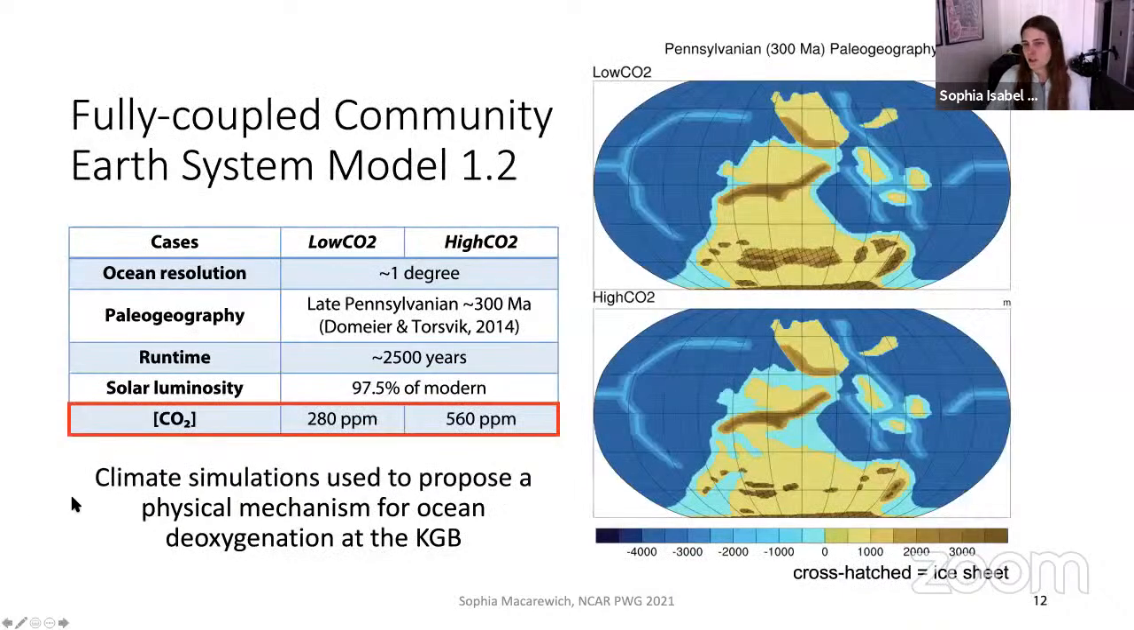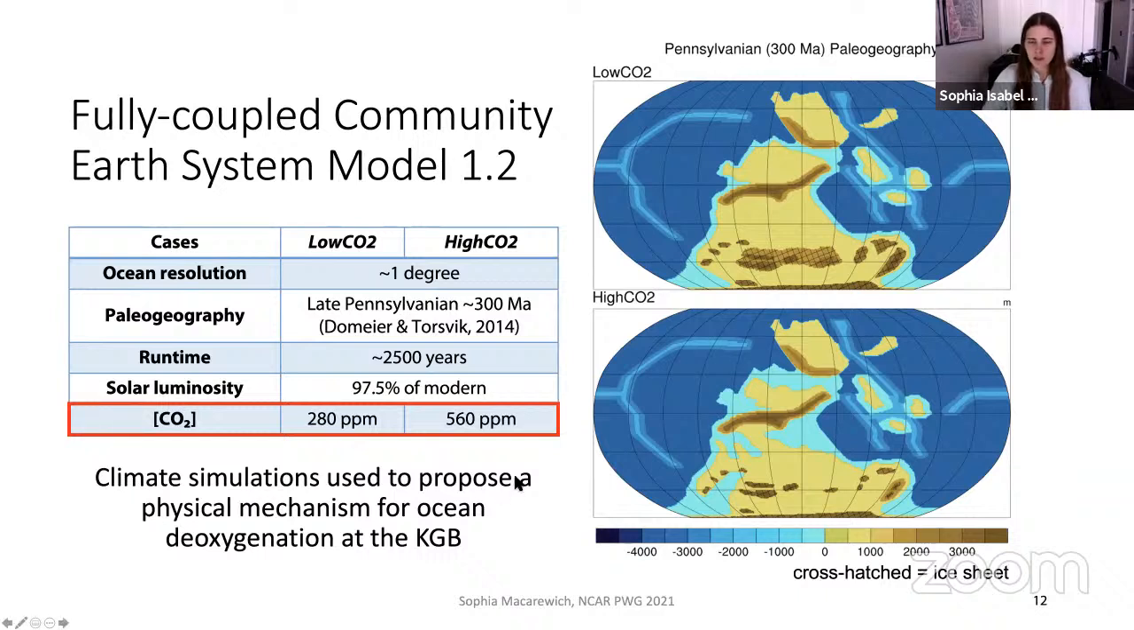The next question associated with this interval is why did this carbon injection lead to ocean deoxygenation during the interval? That was my contribution to this study: to start using climate model simulations using the fully coupled Community Earth System Model version 1.2. I compared two different simulations.